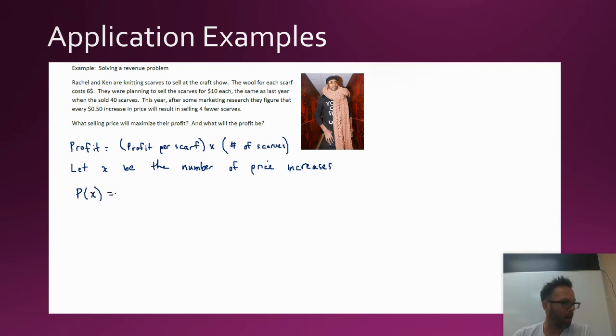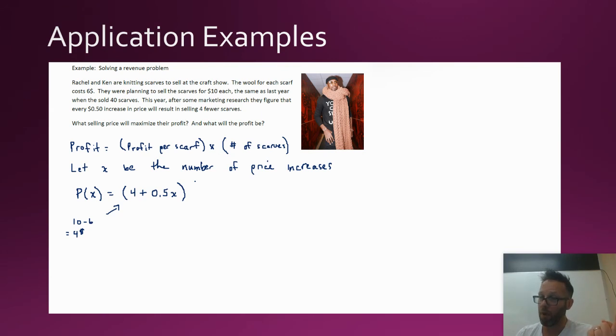So what is the profit per scarf? So remember this, guys. In the previous year, they sold the scarves for $10, but the wool cost $6 for them, right? And so for each scarf, they're originally just making $4. Why 4? That's because 10 minus 6 equals $4 per scarf. So that's the profit. Now, every time they increase the price, they make an additional 50 cents of profit. So we'll say plus 0.5 times the number of increases.